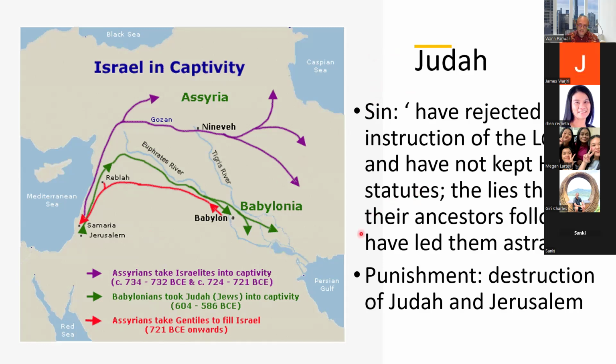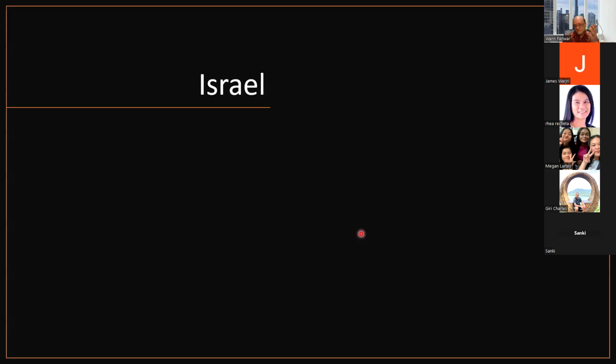But the main target of Amos was not Judah. It was Israel, the neighbor. In terms of territory, the northern kingdom was about 3 times larger than the kingdom of Judah. But in terms of lifespan, the kingdom of Judah outlasted Israel by about 150 years, so far more successful.